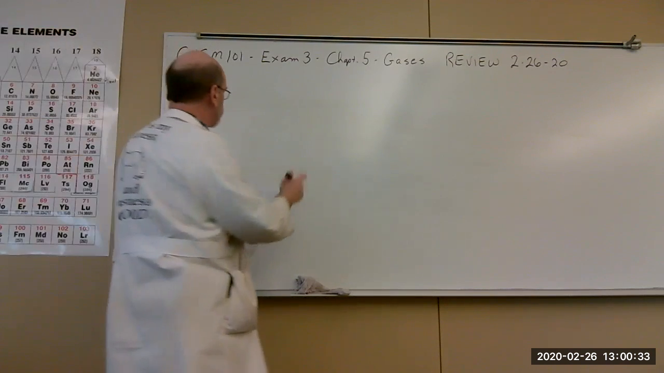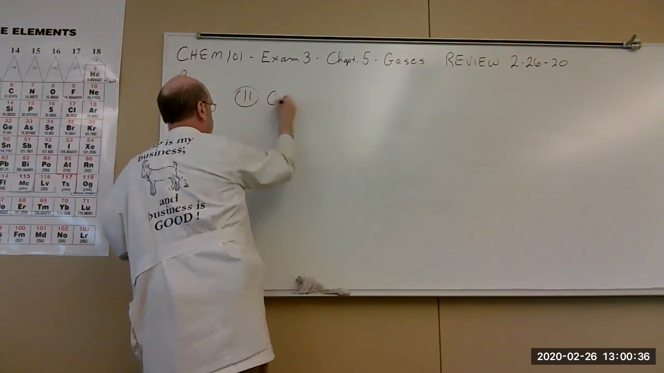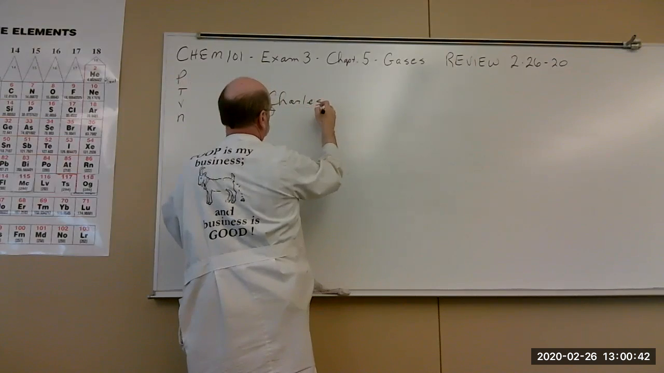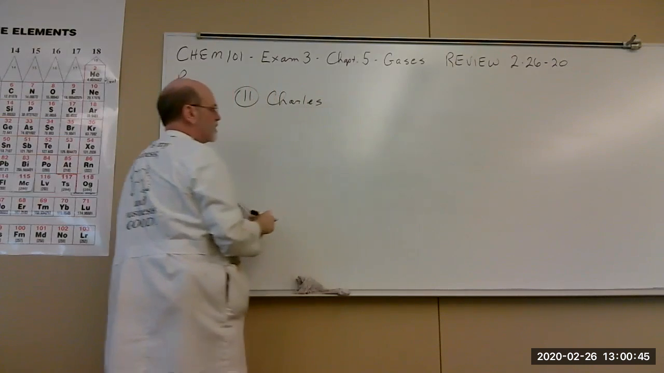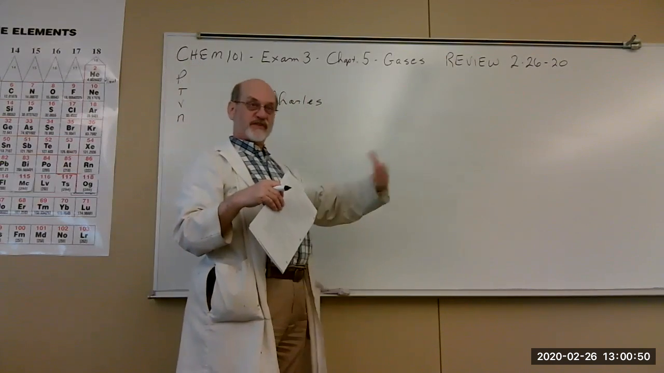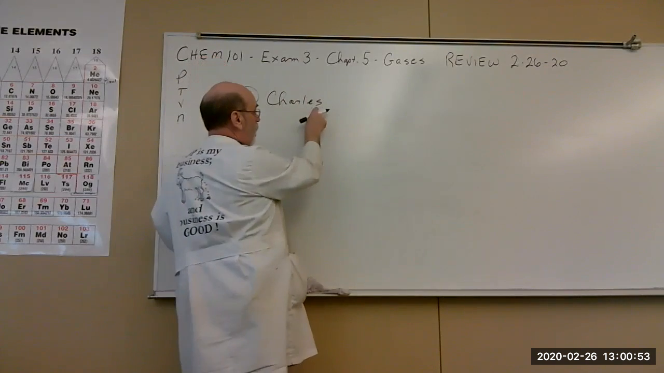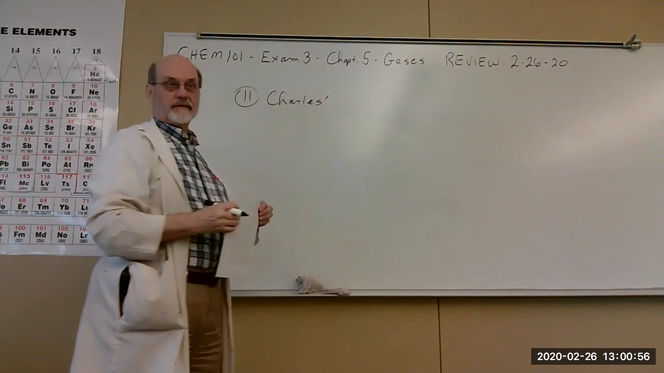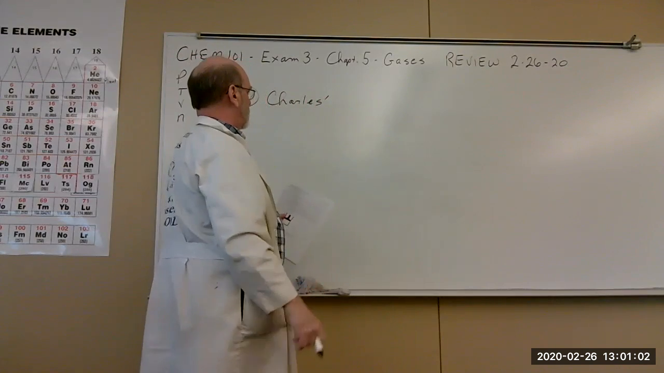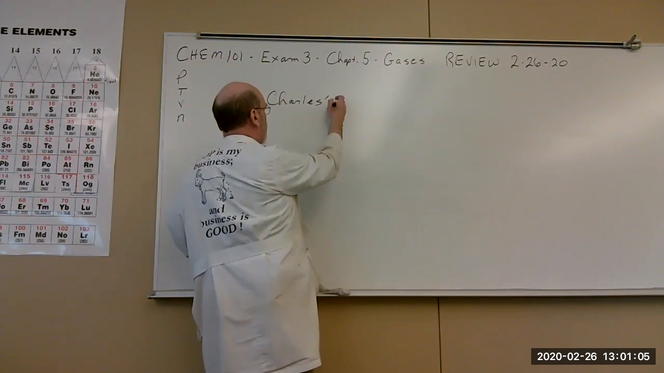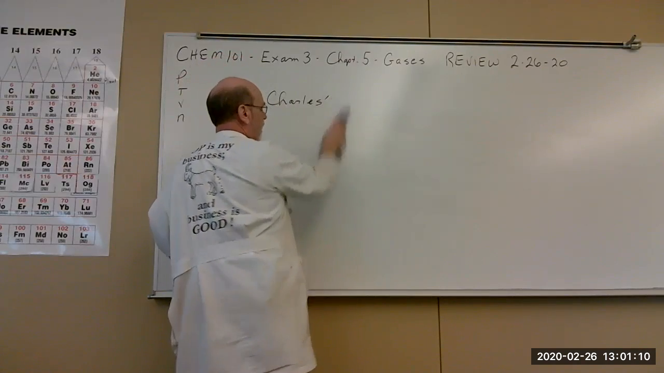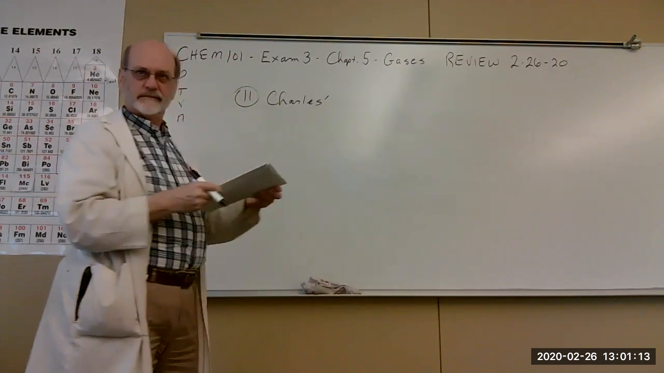Okay, 11, Charles' law. I hate when they do that. It used to be, when you turned a noun into a possessive, if it had already ended with an S, you just put an apostrophe at the end. Now I guess somebody decided that we can't do that anymore. You have to add an S. Charles's law. I still like the old way better. It sounds better. Yeah, Charles' law.